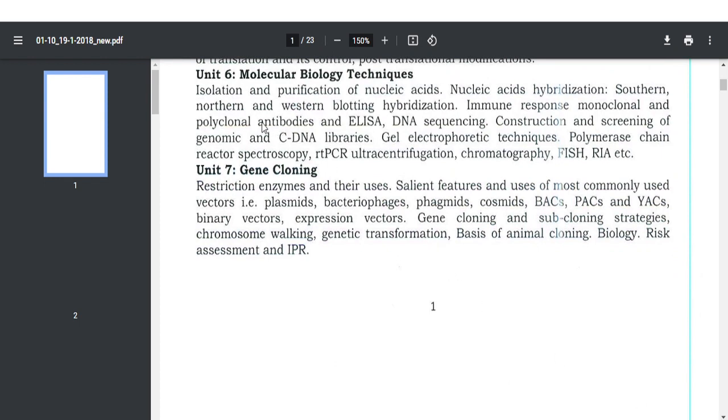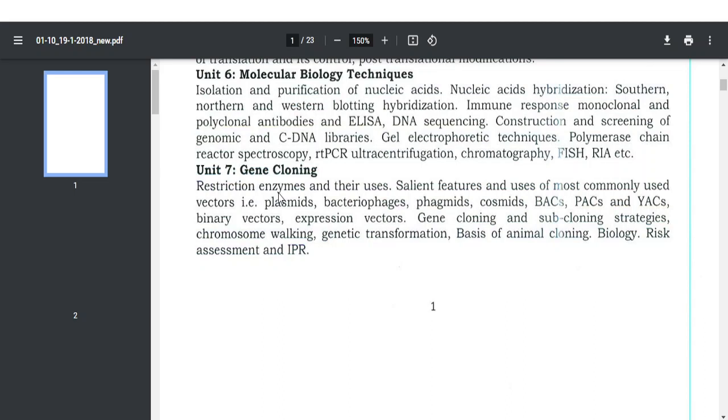Okay, so you need to know about all the techniques. Don't go into detail, just know the technique, principle, and application. That alone you need to study. Give more focus to chromatography, electrophoresis techniques, and immunology-related techniques. Okay, next is gene cloning.